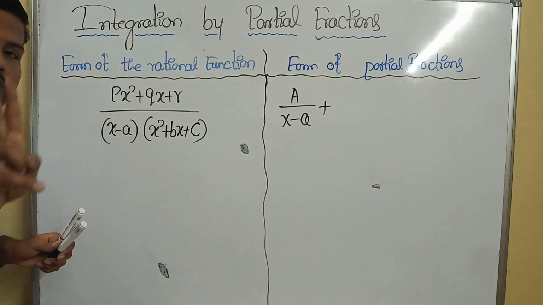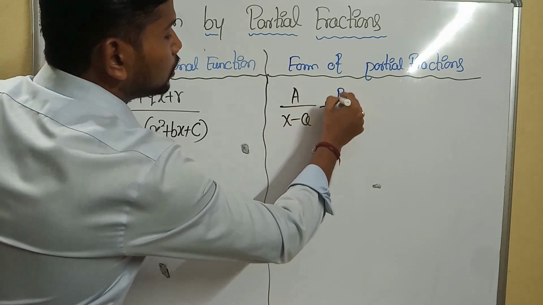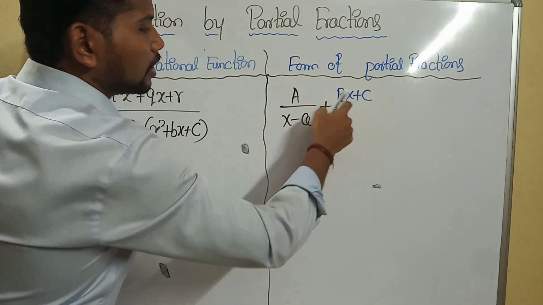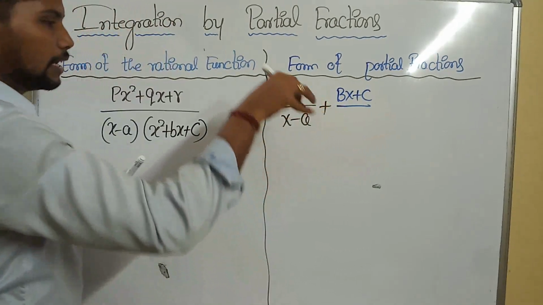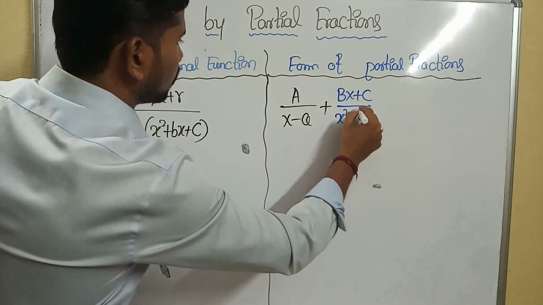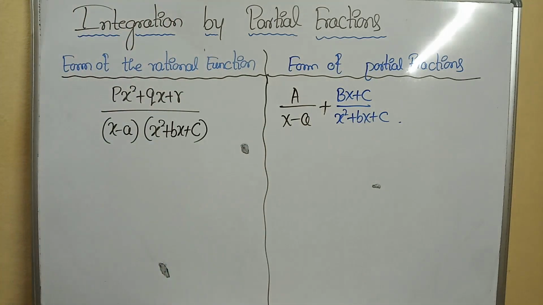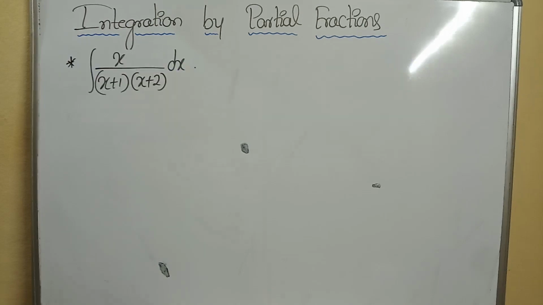Quadratic has how many roots? Two roots. That's why I need to define the numerator bx plus c. These a, b and c are constants that are to be determined. That's why the denominator will be x square plus bx plus c. This is a particular part. This is only the first step that I explained. In the example I'll explain the complete part.